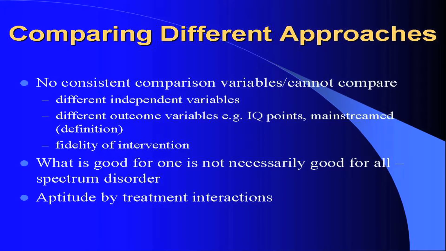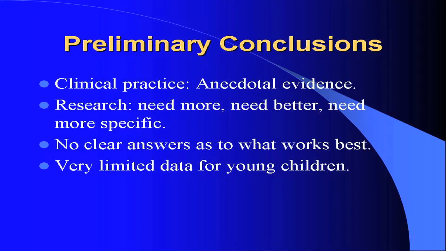Because you have different independent variables, different outcome variables, difficulty with fidelity, and what's good for one is not good for all. As we've constantly said, there are aptitude by treatment interactions. Different skills, different developmental stages means different outcomes for each kid. So we have to think theoretically and apply systematically. We have very limited data. The research doesn't tell us that. So it's up to you to figure this out.